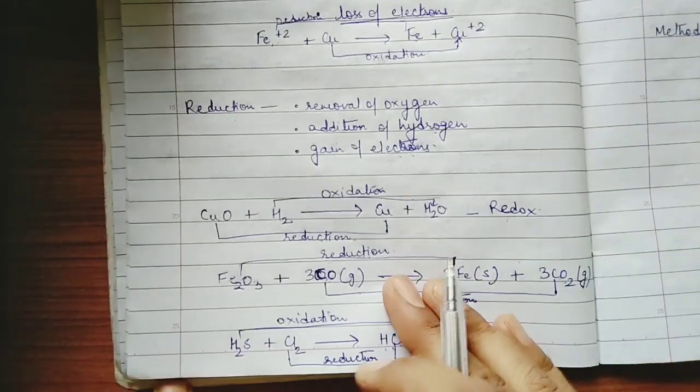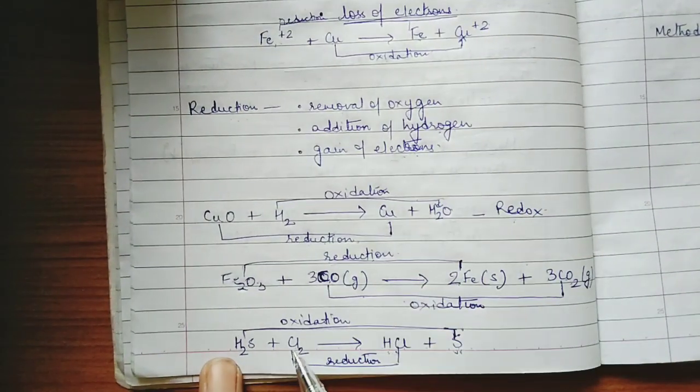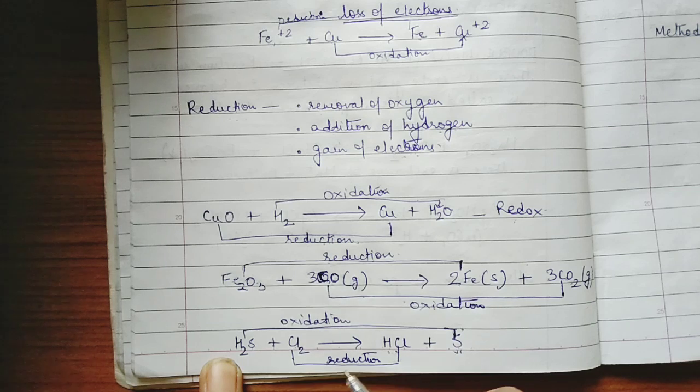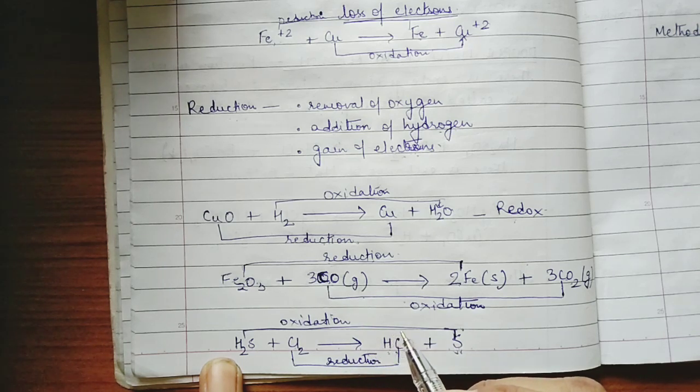Here also, as I told you, Cl2 was gaining hydrogen, so it was undergoing the process of reduction, but H2S was losing hydrogen, so it was undergoing the process of oxidation. So again, this is an example of an oxidation reduction reaction.